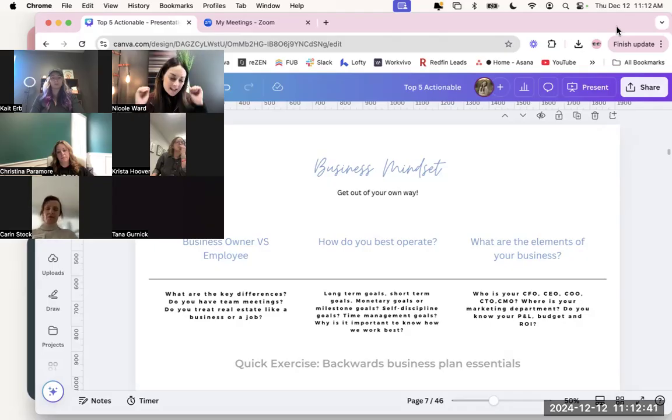Then you have to take that hat off and put on your COO hat, and you're looking at the operation. So how is your business operating? What are you doing? How are you scheduling things? What tools are you using? How are you implementing systems and processes? Then you have to put on your marketing hat, your CMO hat. How am I marketing my business? What effective strategies do I have in place to market?